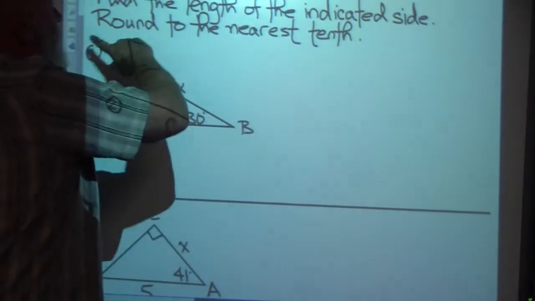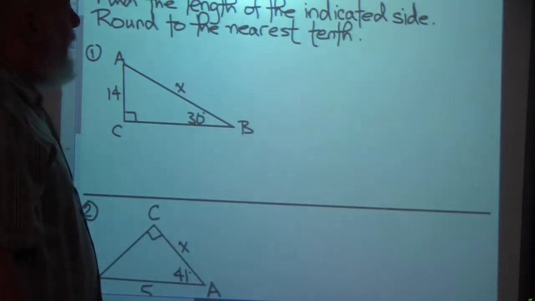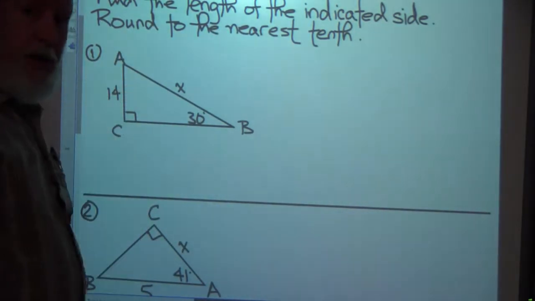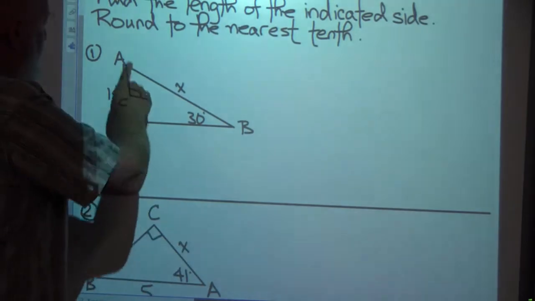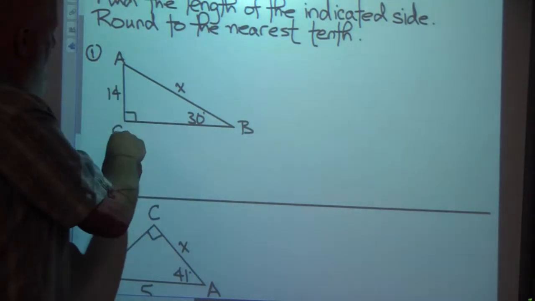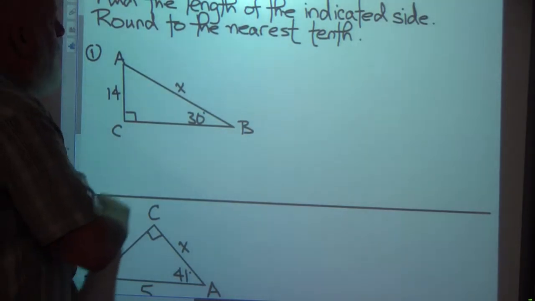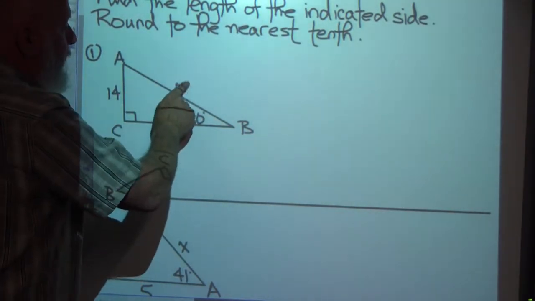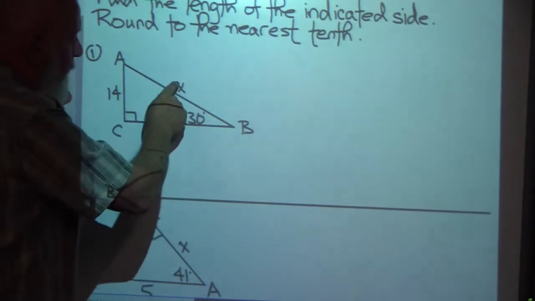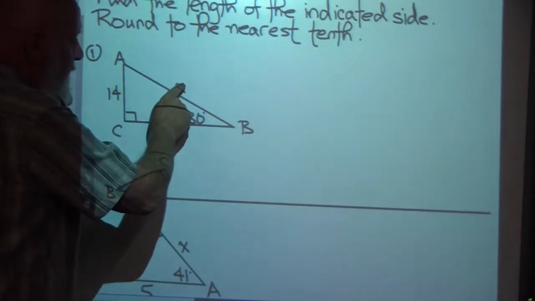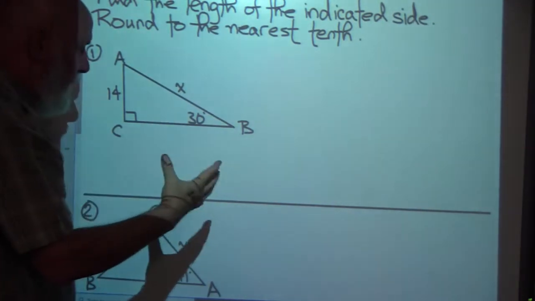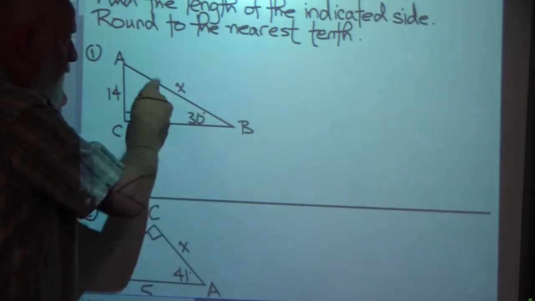So here we go. Find the length of the indicated side, round to the nearest tenth. That's what we're going to try to do. And we're given this triangle here, A, B, C. C is the hypotenuse in this case. But the indicated side is called side X. It could be any variable. We could have called it a small case c. But this is the side we're looking for, the one that's a variable, the one that they're indicating to us.